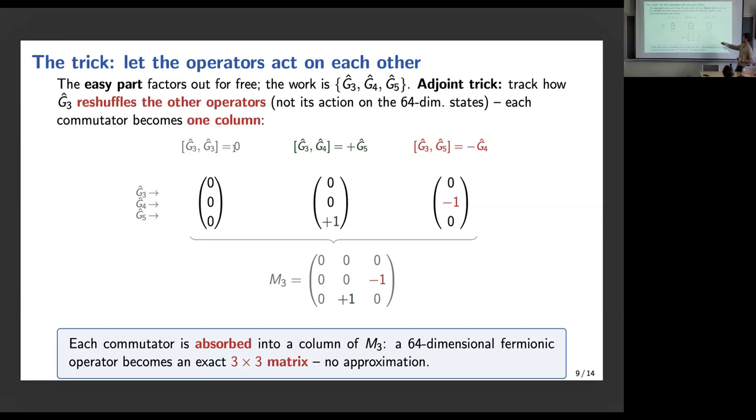And you pack all of these columns into a matrix that I call the adjoint matrix. This is now an operator that you can replace in the exponential going forward. But the main advantage you're getting out of this is that now you're working with a 3x3 matrix instead of the 64-dimensional fermionic operators.